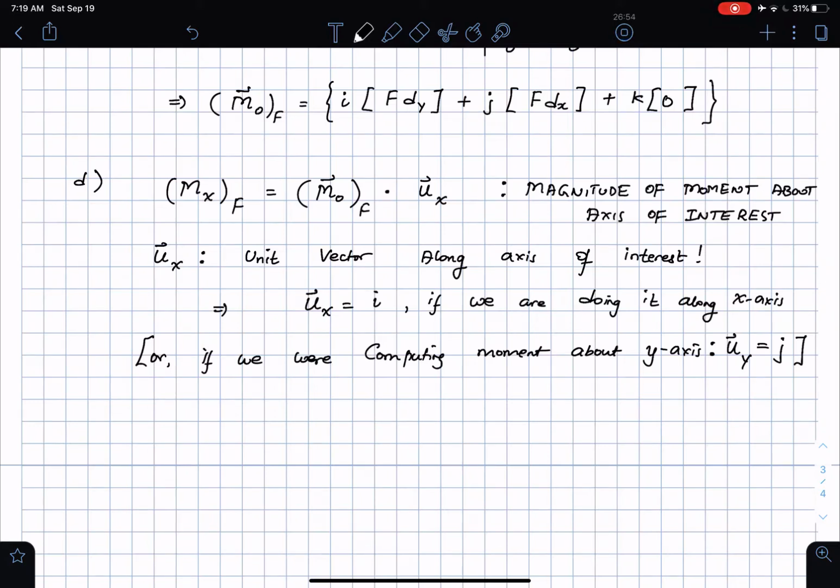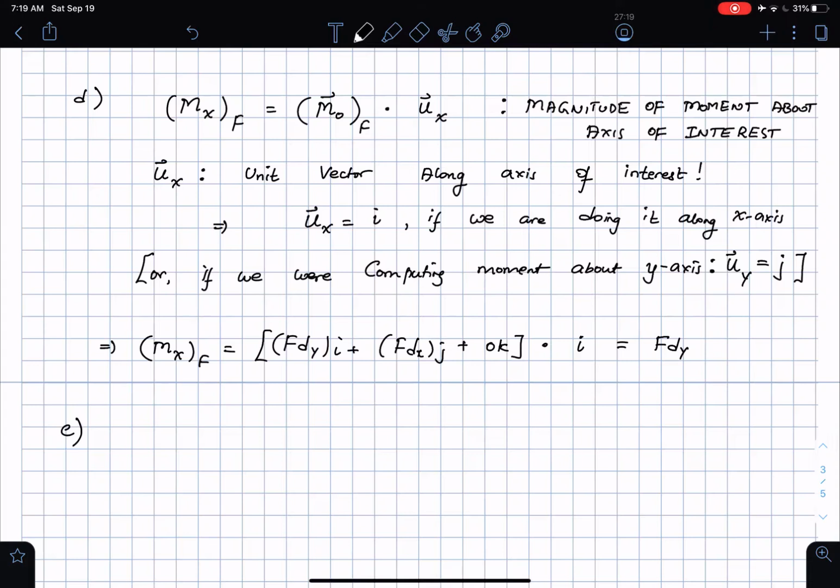Okay, so if I do this, here is what I end up getting. Mx due to the force F is going to be F times dy in the i, F times dx in the j, 0k, dotted with i, which essentially just gives me F times dy.